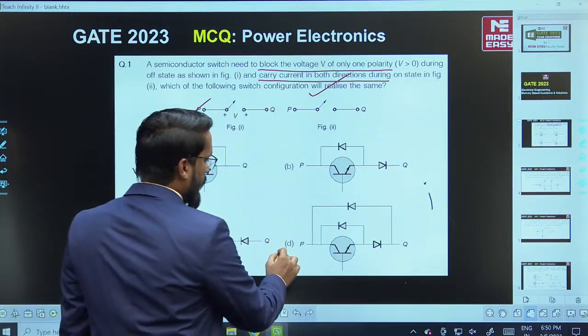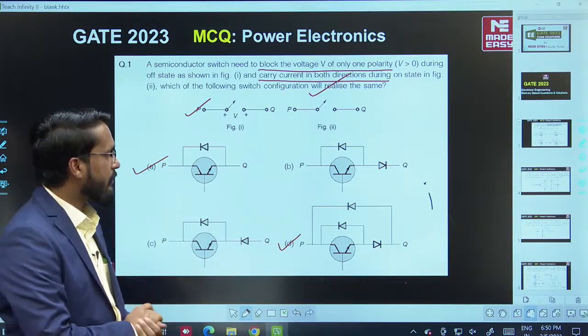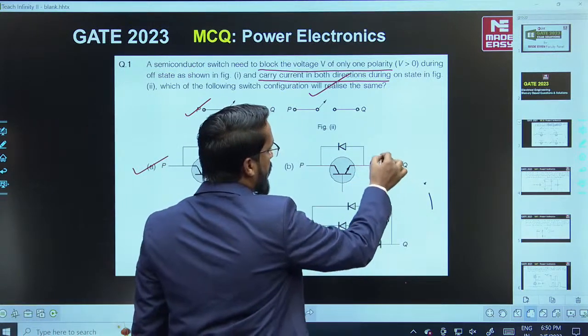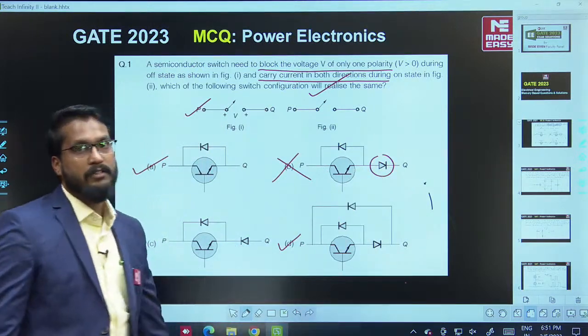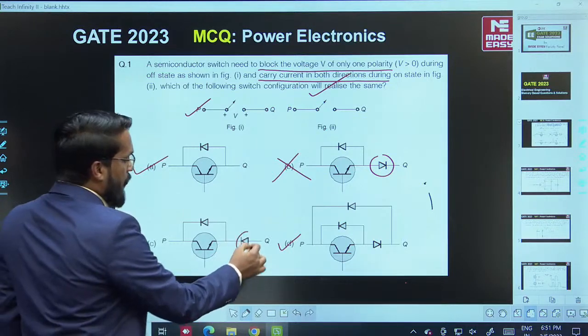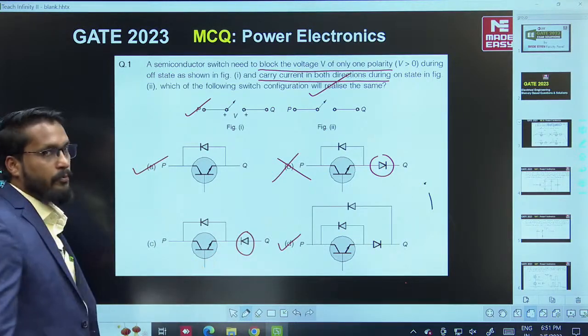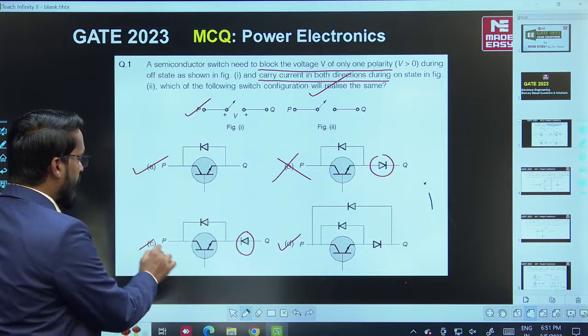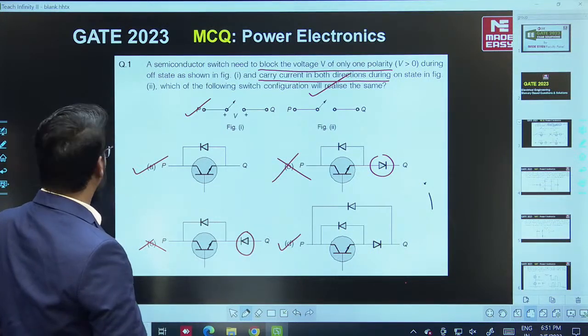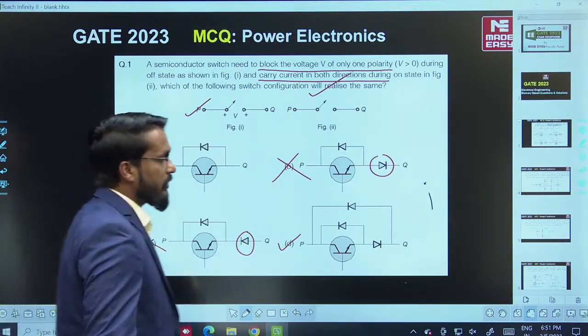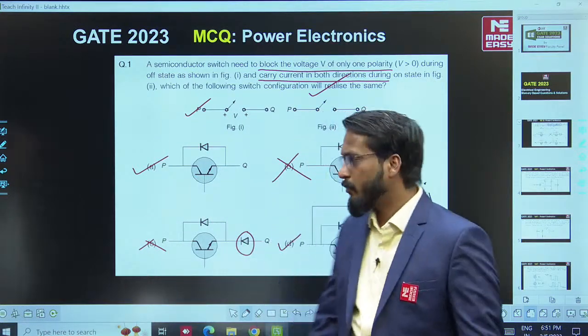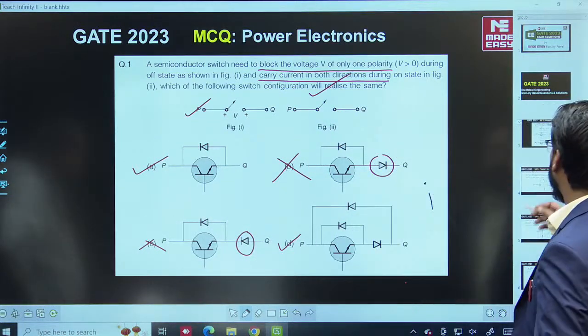Here you can say this can also provide the bidirectional conduction, but as the diode is in series, obviously it cannot allow us the bidirectional conduction. This is an MSQ, multiple select type question. So the answer of the question is A and D. Very simple question, no need to discuss it further. So let's take the next question.